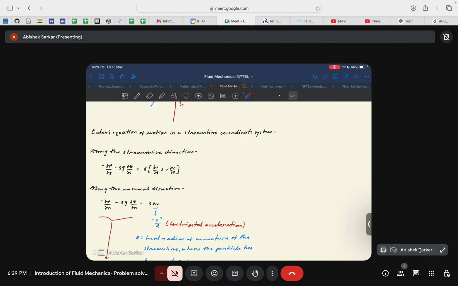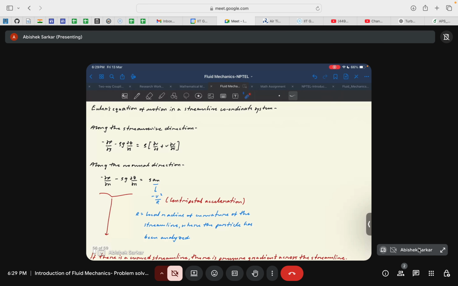So you can just look into it, and even if there are no questions, I will take one example next week for sure, which helps you understand the applicability of the Euler's equation of motion along the streamwise direction and the normal direction, just to cover this portion. For now it's already shown here, you can look into it, but I will repeat it in next week's discussion. Please don't mind.